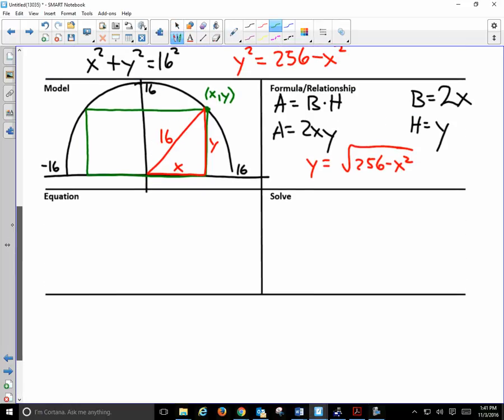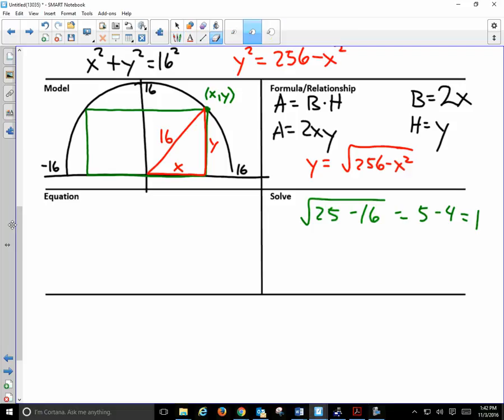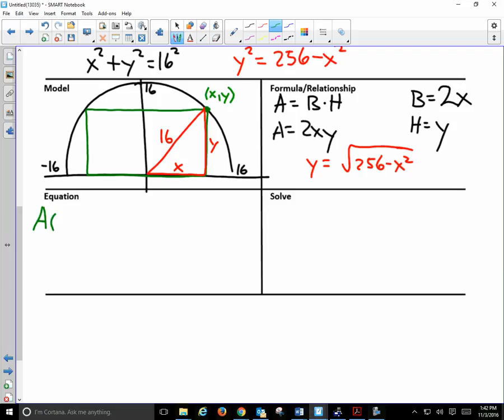Ooh, kind of a cardinal sin there. Yeah, you can't take 25 minus 16 and say that that's equal to 5 minus 4. 25 minus 16 is 9. Square root of that is 3. So we can't take the square root of things that we're subtracting or adding like that. So we now have area in terms of x is equal to 2x times the root of 256 minus x squared.